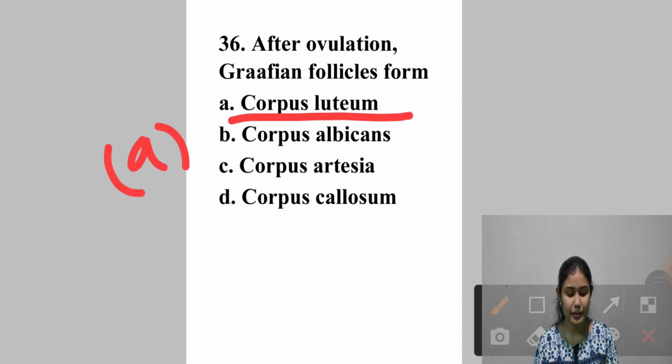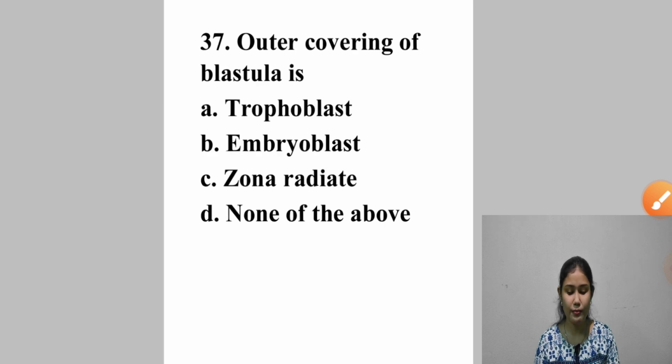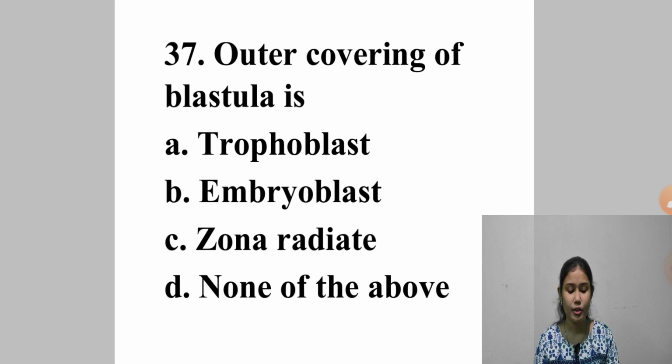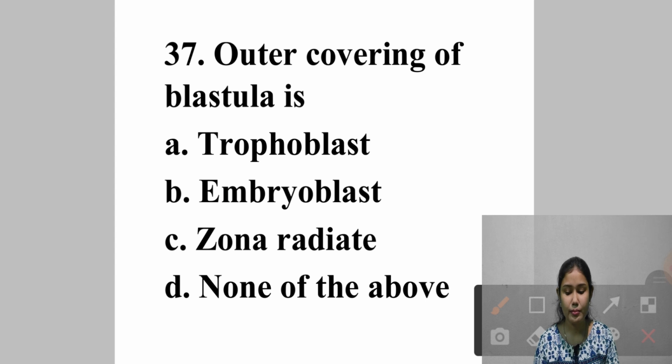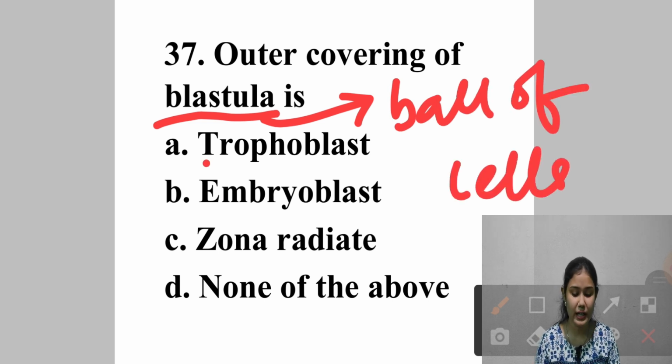Now come to question number 37. Outer covering of blastula is A. trophoblast, B. embryoblast, C. zona radiata, D. none of the above. Okay, so what is this blastula? Blastula is an animal embryo at the early stage of development when it is a hollow ball of cells, right? So उसका outer covering को क्या बोलते हैं? It is called as trophoblast. Okay, so answer will be option A.